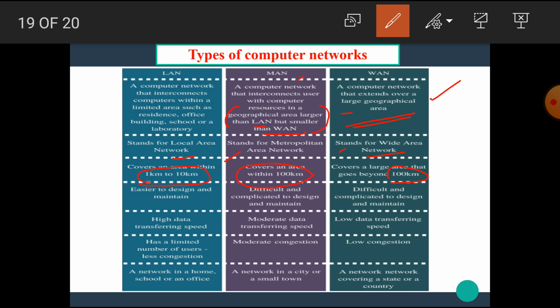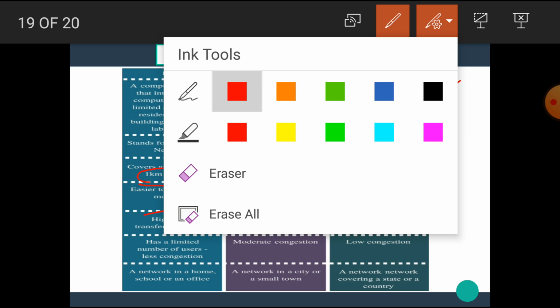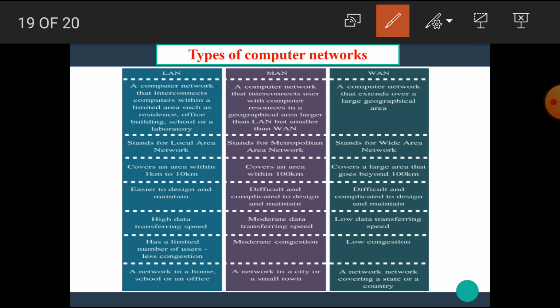The LAN is easier to design and maintain. The MAN is difficult and complicated to design and maintain. The WAN is difficult and complicated to design and maintain. The LAN has high data transferring speed. The MAN has moderate data transferring speed, and WAN has low data transferring speed. The LAN has a limited number of users, less congestion. The MAN has moderate congestion, and WAN has high congestion.